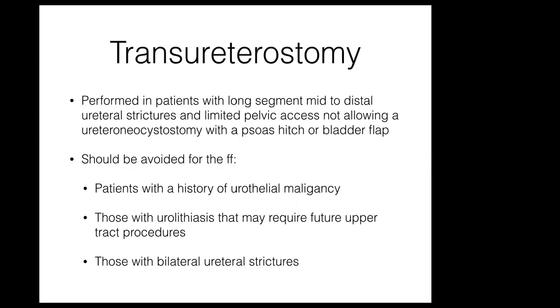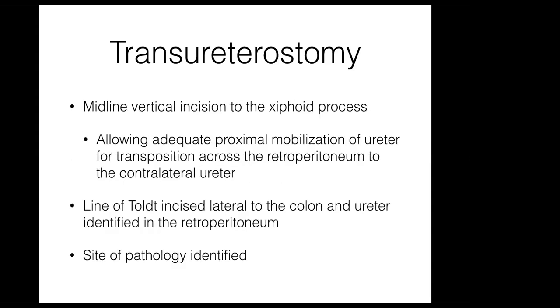Now, the transureterostomy falls under ureterostomy, but it is with a different technique. So it is performed in patients with long segment, mid to distal ureteral strictures and limited pelvic access, not allowing for ureterostomy with a psoas hitch or a bladder flap. The transureterostomy should be avoided for patients with a history of urothelial malignancy, those with urolithiasis that may require future upper tract procedures, and those with bilateral ureteral strictures.